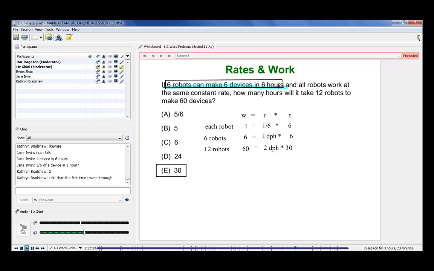6 robots can make 6 devices in 6 hours, okay? So I know my work is 6 devices, and my time is 6 hours, but it's only 1 device per hour for 6 robots. All right, and that's the key here. It was just a translation error. Everybody see that, just how tricky this problem was? Because of this translation. It wasn't the math. The math was straightforward. You could be intuitive with the math. It was, what does this mean? And how do I translate that into math?